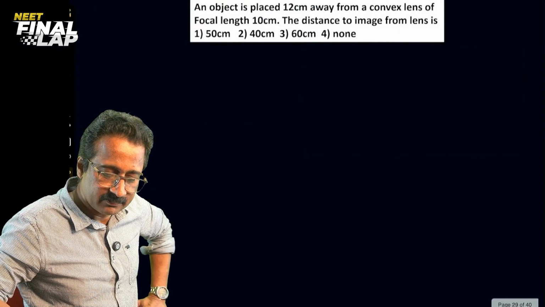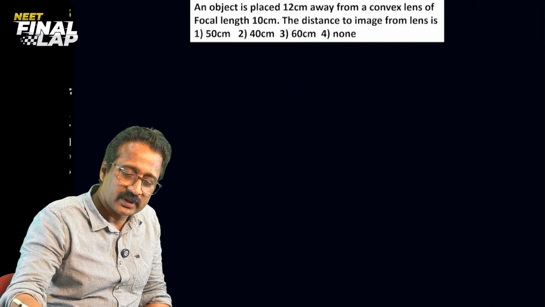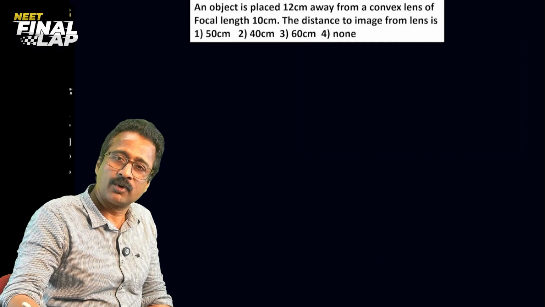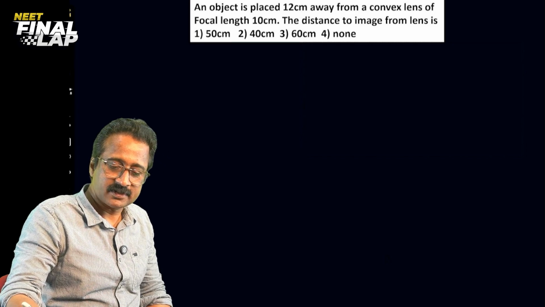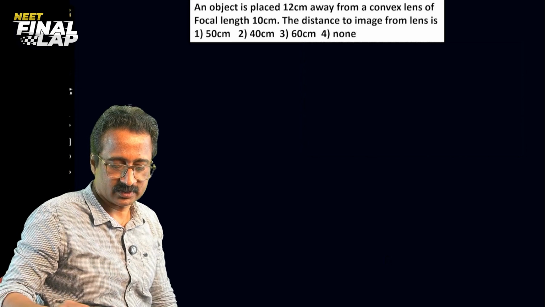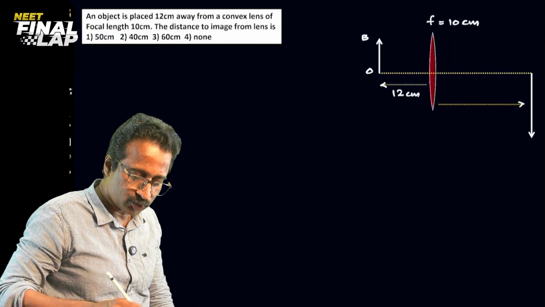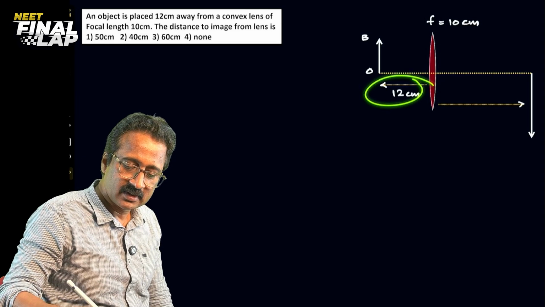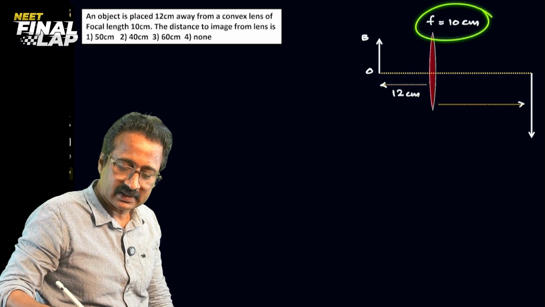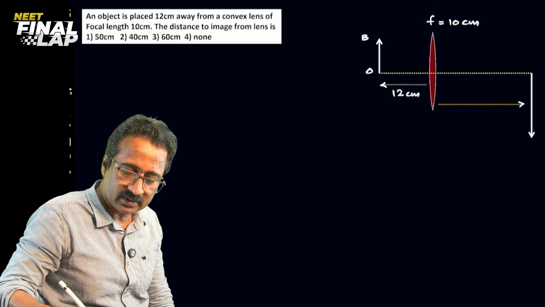Let us try these equations in some question now. An object is placed 12 centimeters away from a convex lens of focal length 10 cm. The distance to the image from the lens will be. So it's a distance question. Object is placed some 12 centimeters away from a lens, which is as shown in the figure. This is 12. Now focal length of the lens is 10. They are asking us what is v, the distance to image. That v is to be determined.